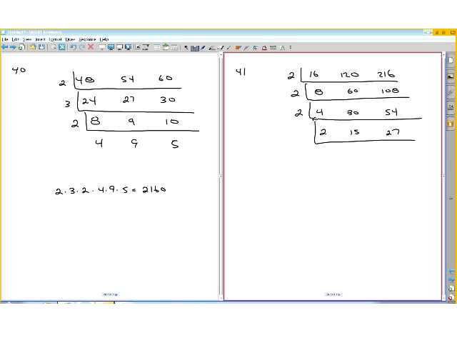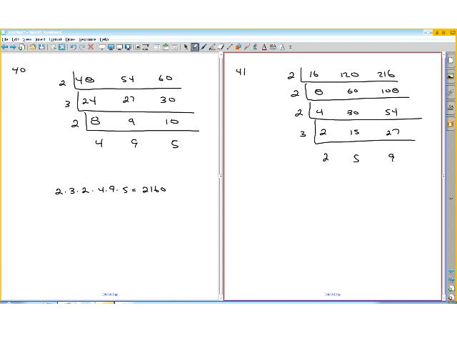Okay, well, that's as far as we can go with the 2. But these 2 could be divided one more time. They can be divided by 3. So we'll say divide by 3. This one we just bring down. And then 15 divided by 3 is 5. 27 divided by 3 is 9. And now we just multiply all these together.